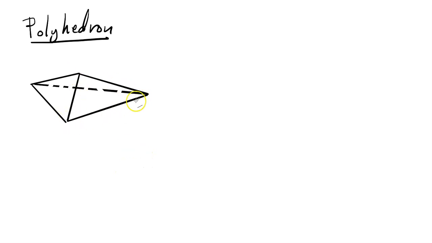Here we have plane polygons making up the faces of this polyhedron. Each plane polygon here is called a face of the polyhedron. If you have that, then we're talking about a polyhedron. And here we have the corners, or vertices, as you can also call them. An example is the thing we have drawn here, a tetrahedron.